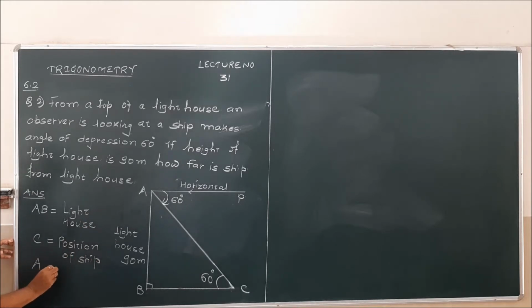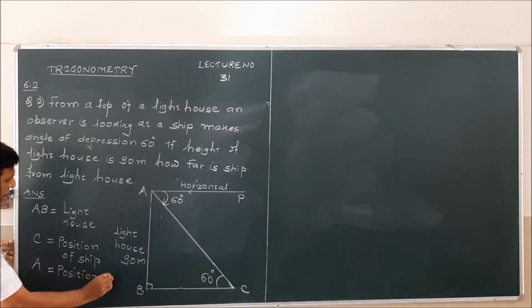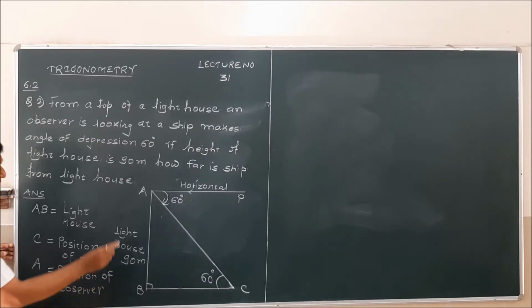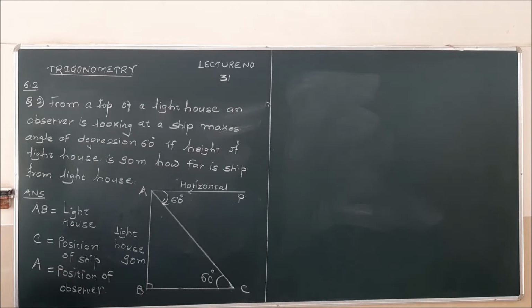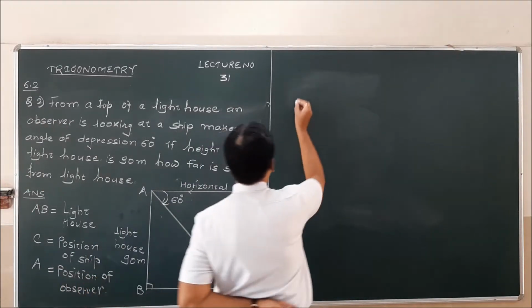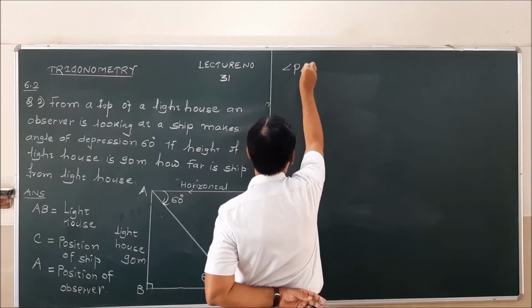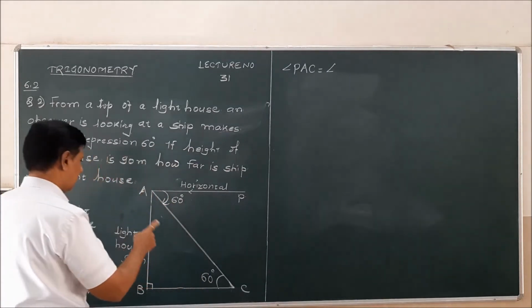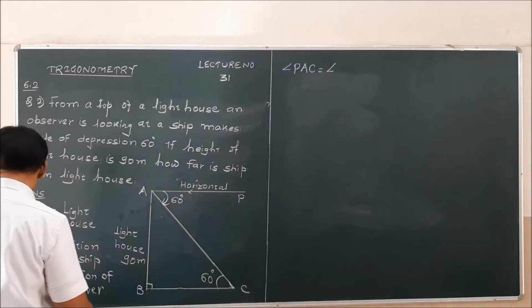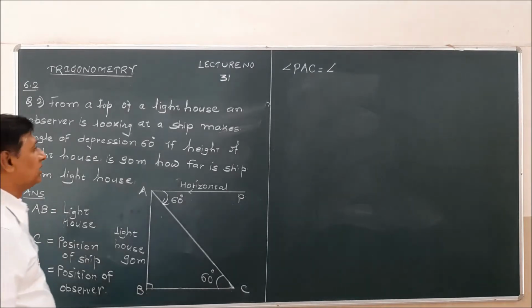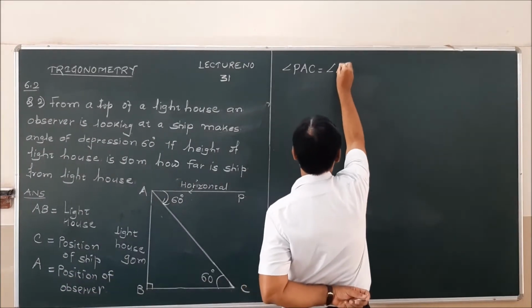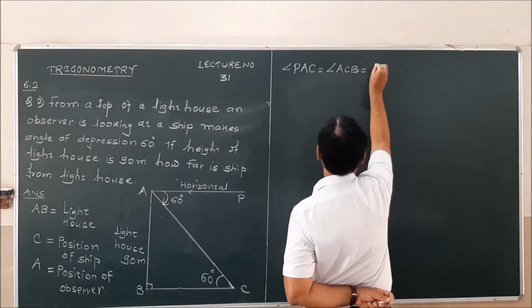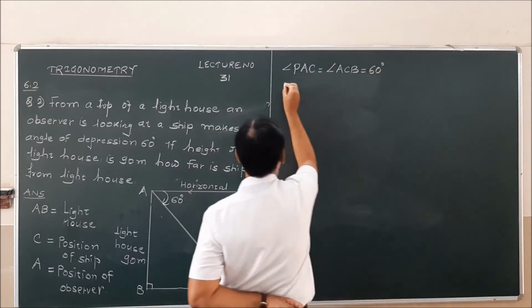A is the position of the observer. Angle PAC is equal to angle ACB, that is equal to 60. These are alternate angles.